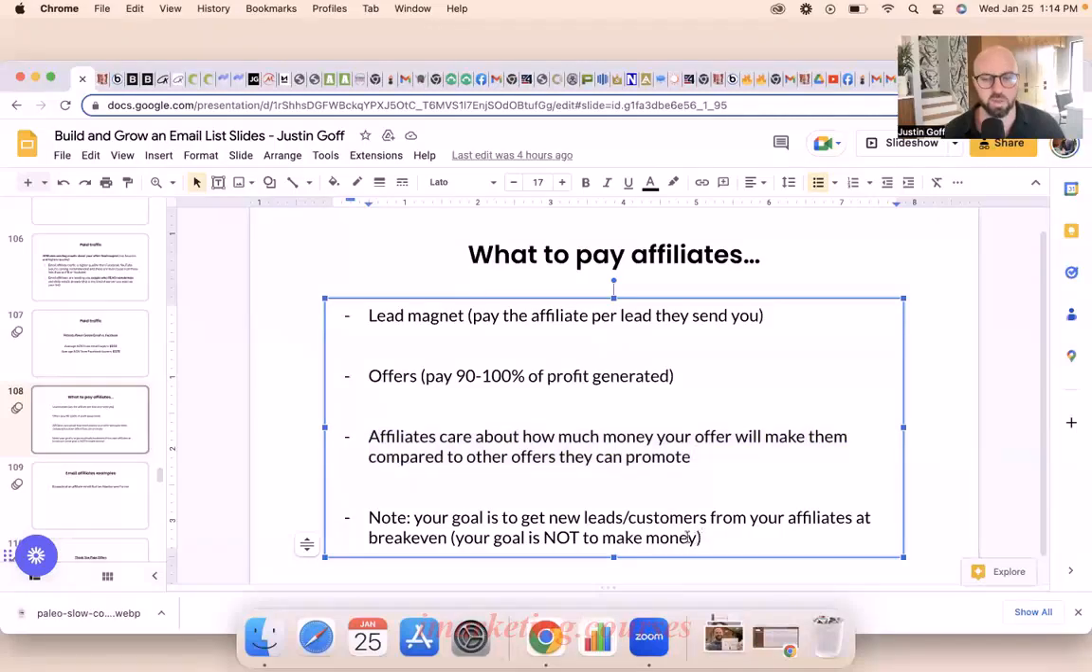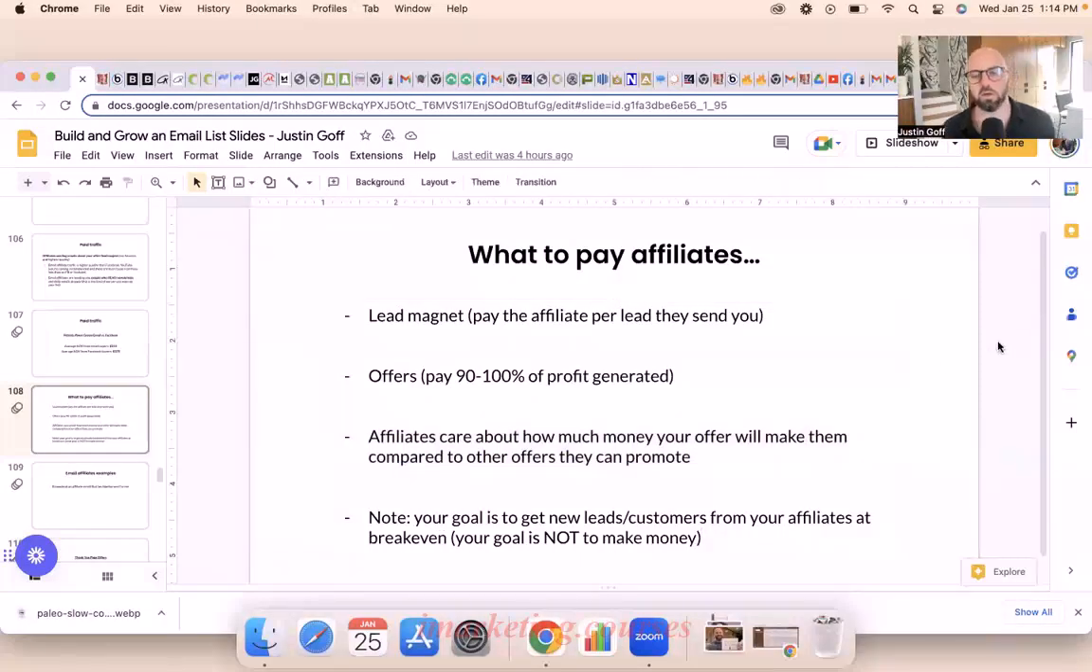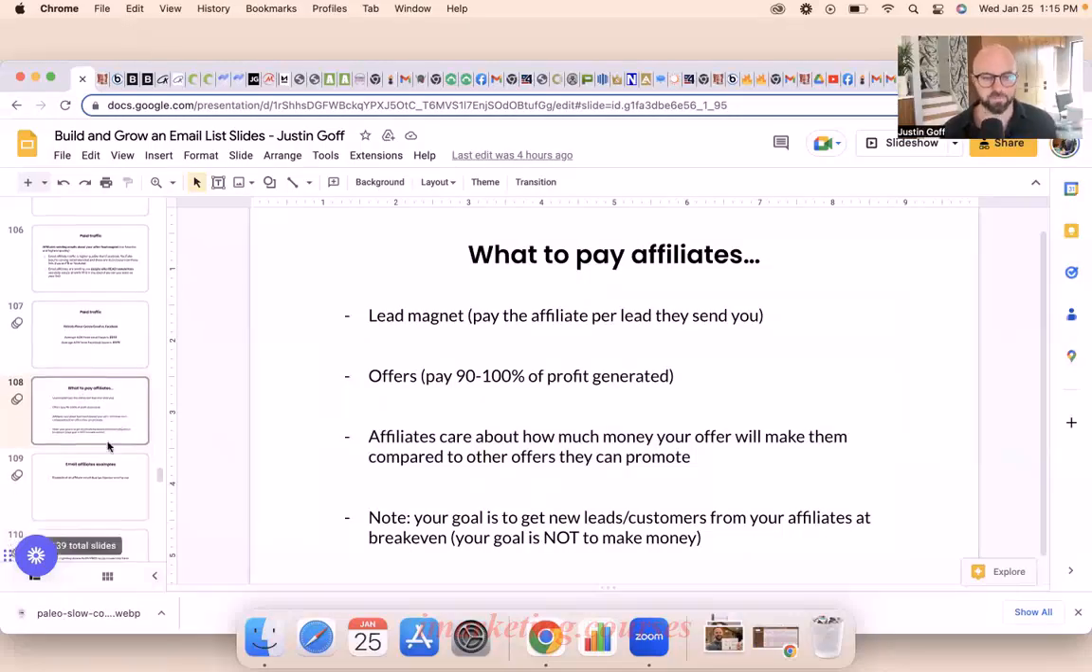And I just want to reiterate this last point down here. Your goal is to get new leads and customers from your affiliates at break even. That's really the goal. Like if they send you, I don't know, 100 new customers and all those customers, let's say on average spent $40 buying your offer and you paid back the affiliate all of that, that's a good deal because you just got 100 new customers for nothing. And now you can make all the money off the back end with those customers. That's really what you're trying to do. So your goal is to acquire the leads and customers without really spending any money.